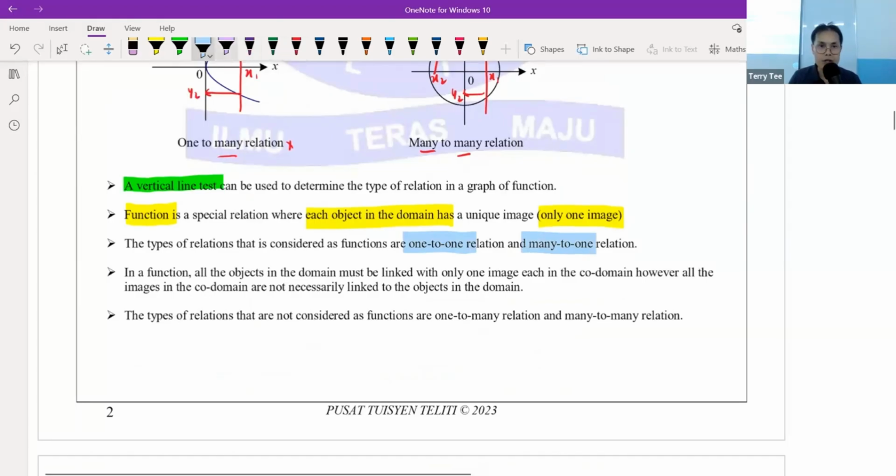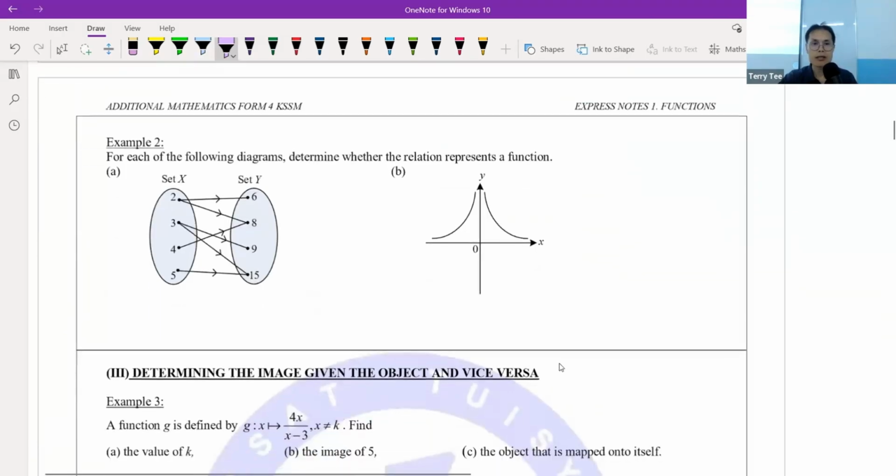Many-to-one is a function. Which one is not a function? One-to-many is not a function. Many-to-many is not a function. Okay? Clear? You know what the vertical line test is? Cut down. If you cut one time, it's a function. If you cut two times, it's not a function. Okay? Right. Let's look at this.